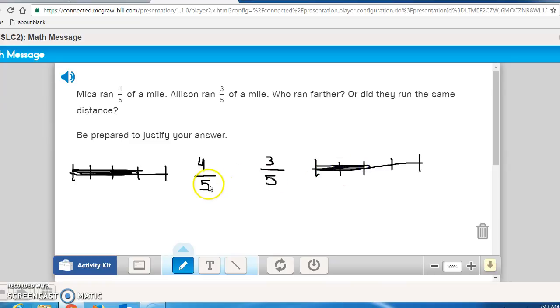Just by looking at who ran more? Well, 4 is more than 3 since the denominators are the same. 4 is a larger number, so Micah came closer to running the full mile than Allison did. So your answer is 4/5.